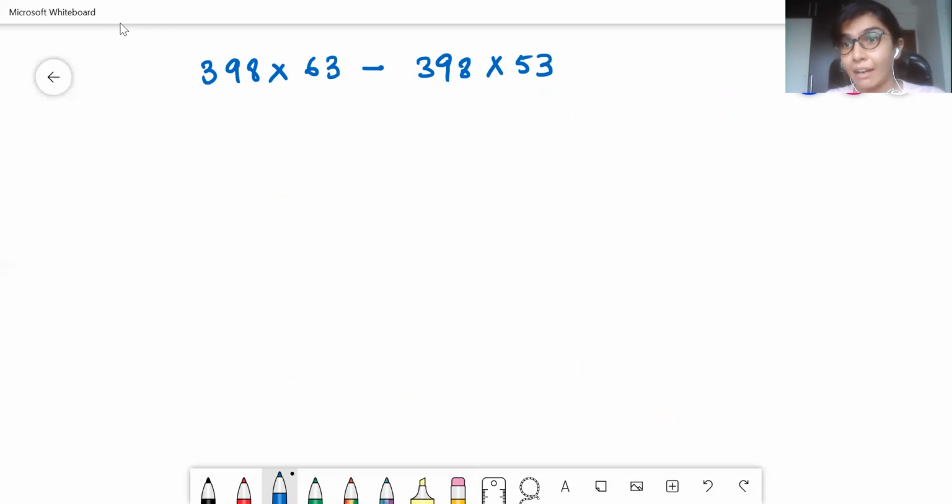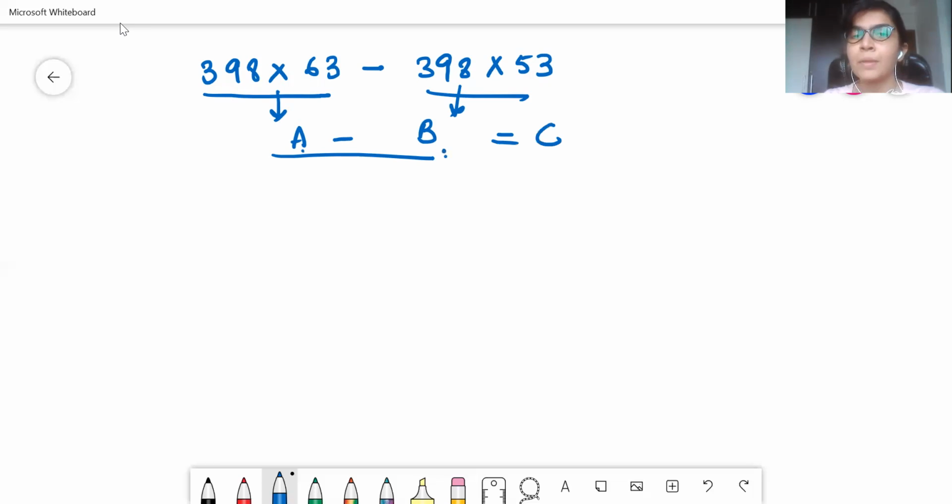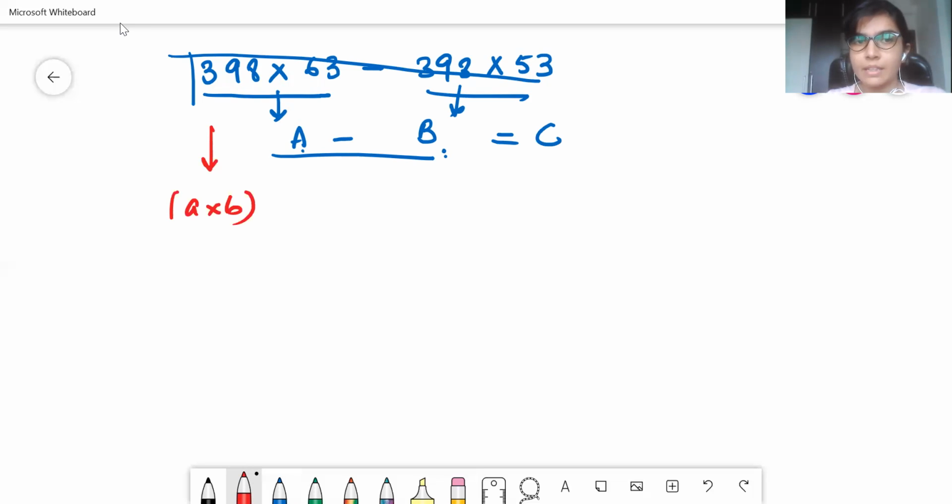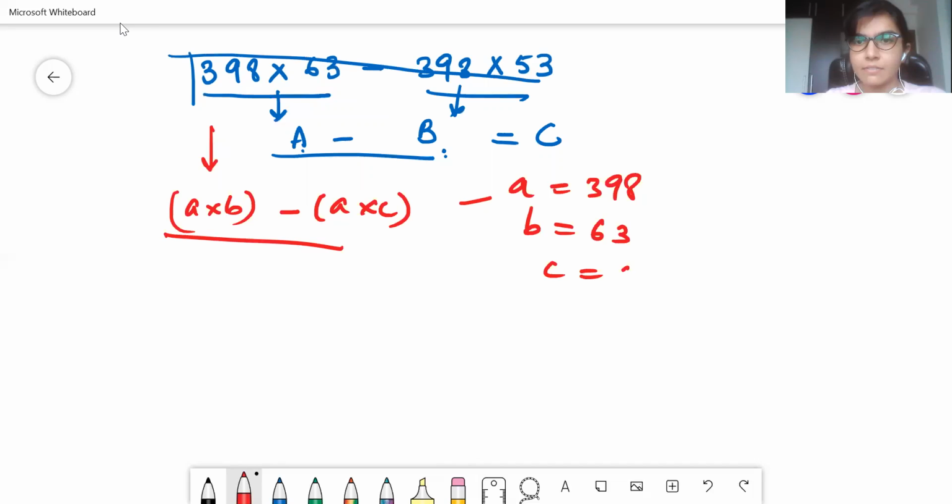Normally, if you wouldn't have known the distributive property, you would have solved this separately, got some answer, then solved this separately, got some answer, and then subtracted these two to get your answer, right? But now, since I know the distributive property, I know this is written in the form of A into B minus A into C, where my A is 398, my B is 63, and my C is 53.